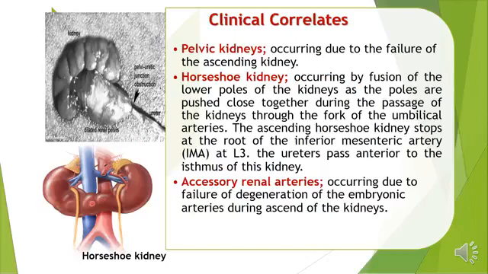Horseshoe kidney occurs by fusion of the lower poles of the kidneys, as the poles are pushed close together during the passage of the kidney through the fork of the umbilical arteries. The ascending horseshoe kidney stops at the root of the inferior mesenteric artery at lumbar 3. The ureters pass anteriorly into the isthmus of this kidney.